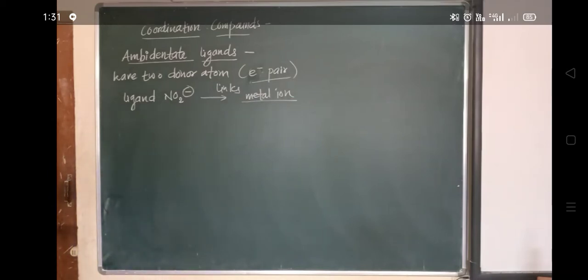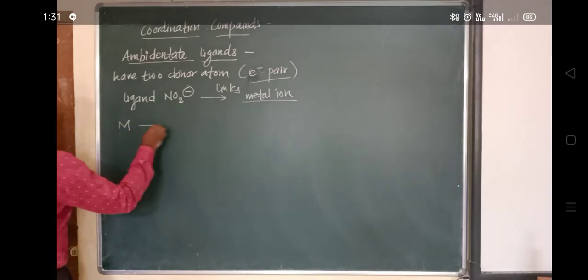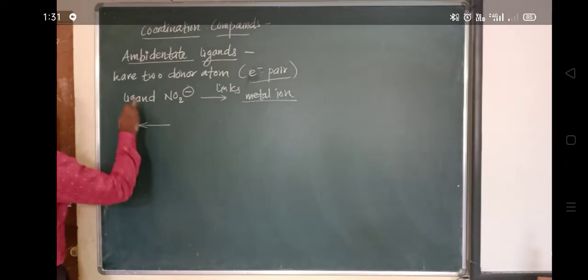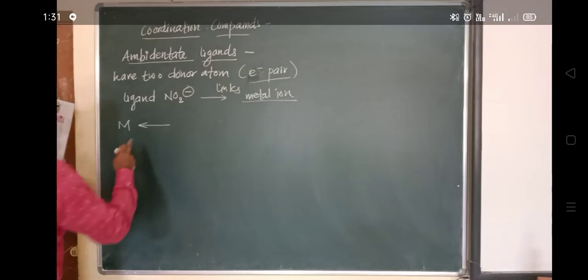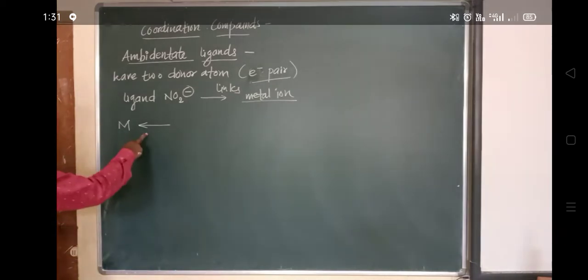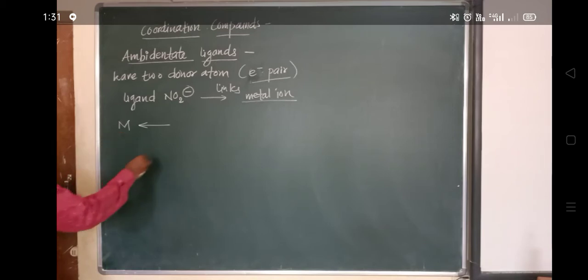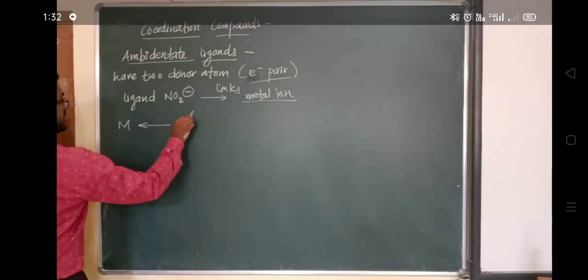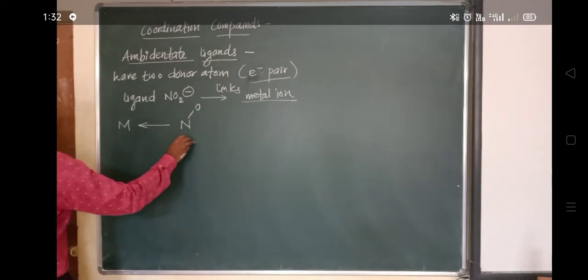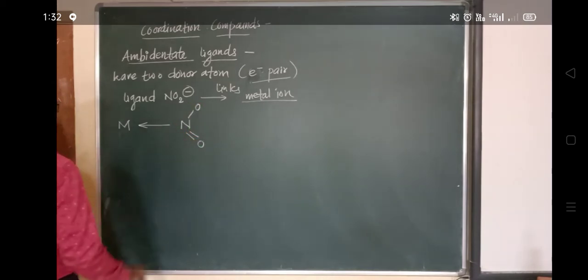So there are two possibilities, and we'll see what they are. This is a metal ion. M represents the metal ion, and we know how to represent a coordinate bond: the arrowhead will point towards the metal ion. And this is the NO2 molecule, where this is one oxygen atom, and here this oxygen atom. So right now, what is happening here?